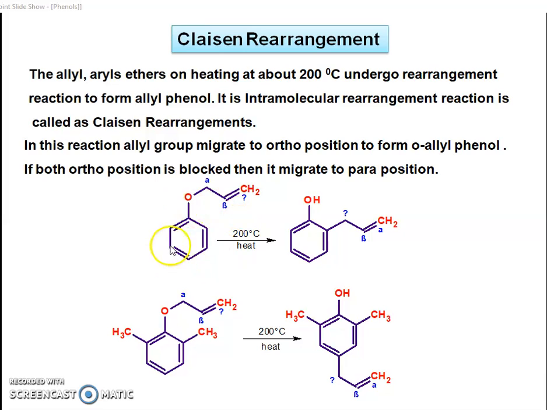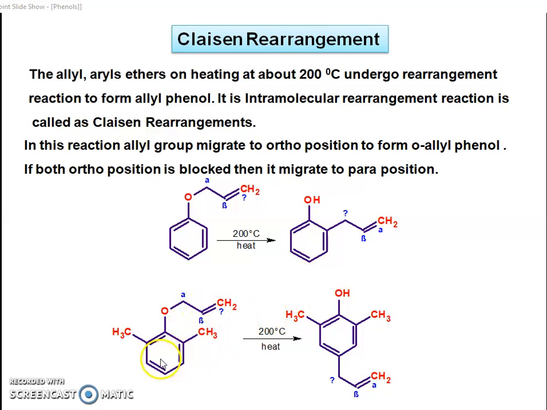So the first reaction we see is here. This allyl group will be migrated to this carbon. How will it migrate? After attack on this, the bond is transferred to this carbon, the carbon-carbon double bond is transferred to here, and this carbon-carbon double bond is transferred to here. Then after formation of the carbonyl with aromatization, we get this ortho-allyl phenol as the product.